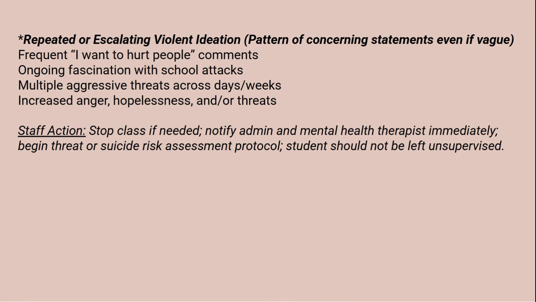While a single offhand comment may not require a threat assessment, repeated or escalating statements about violence should never be ignored. One of the strongest indicators of concern is a pattern of behavior that becomes more frequent, intense, or focused over time. Examples may include frequent comments such as "I want to hurt people," ongoing fascination with school attacks or acts of violence, multiple aggressive threats made over several days or weeks, increasing expressions of anger, hopelessness, revenge, or hostility towards others, repeated violent themes across conversations, assignments, artwork, social media, emails, texts, or online interactions.